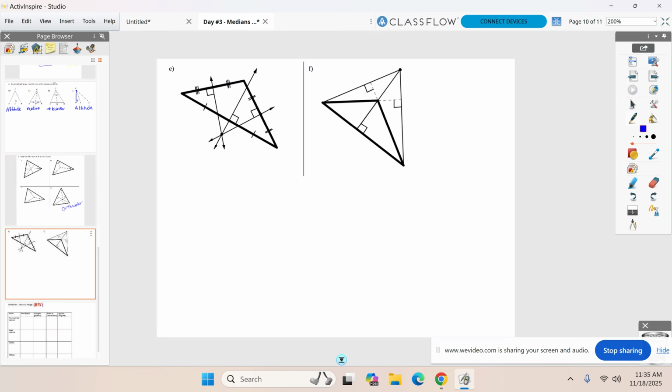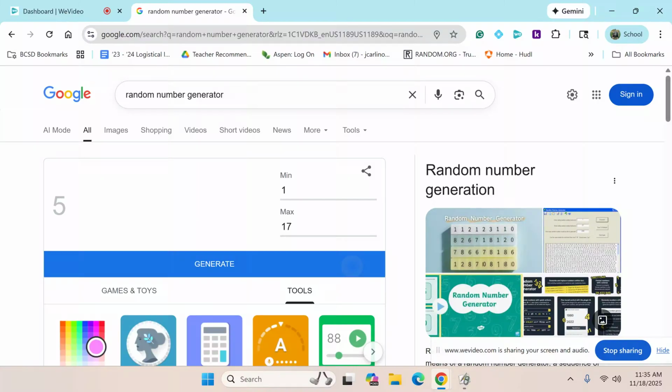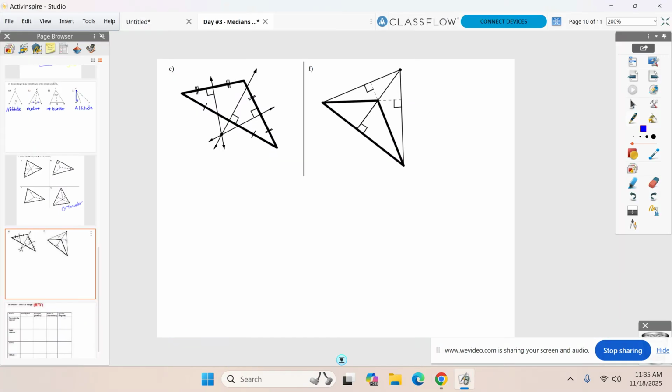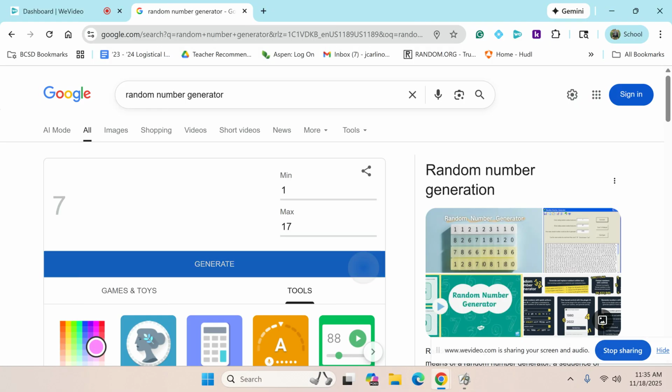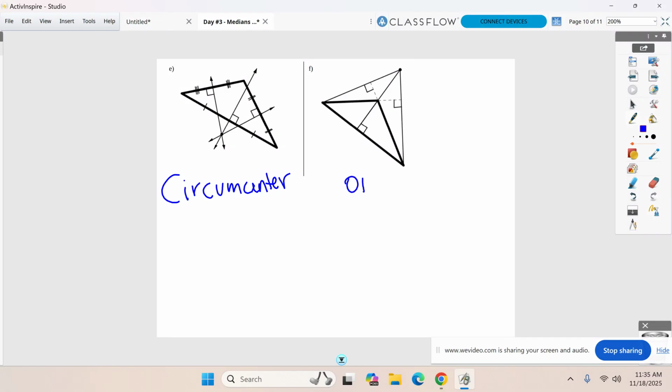Ooh, E, that's a lot going on there. That's intimidating, that diagram, but it gives us everything we need. What's that point there? What do we have, Cam? Those are all, hey, all three lines are perpendicular bisectors. Circumcenter. And then how about F? Looks like I got a couple lines we're familiar with there. What's that point in there? Orthocenter. Those are all altitudes. Yep, altitudes form right angles.